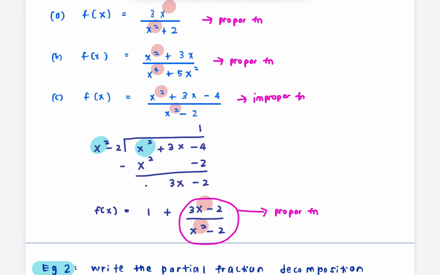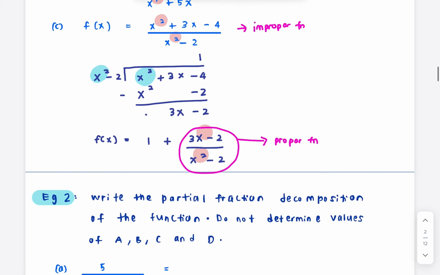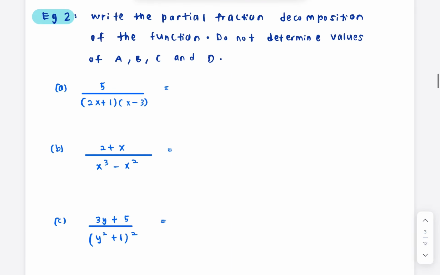Okay, so make sure the first step, you have to recognize whether your function is proper or improper. If improper, convert to proper using the long division method. Okay, then example number 2 is for you to apply the rule just now. Remember the rule, the first and the second rule is for the linear. The rule C and D is for the irreducible quadratic.